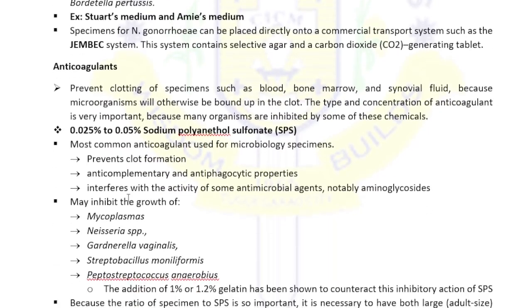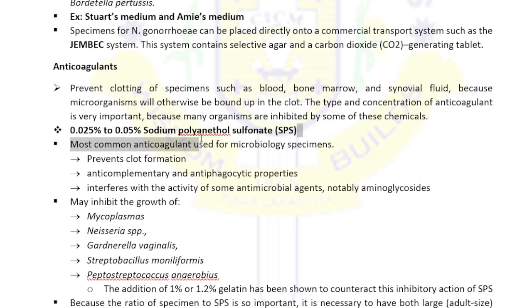So, how about anticoagulants? It prevents clotting of specimen. So, usually anticoagulants are indicated for blood, bone marrow, and fluids. Okay? If your specimen is fluid, preservative or anticoagulants must be added. Why? To avoid clotting. Because of course, when it clots, the coagulation cascade is activated. Okay? That may lead to what? Killing of the bacteria. Okay, so the recommended one is sodium polyanethol sulfonate.